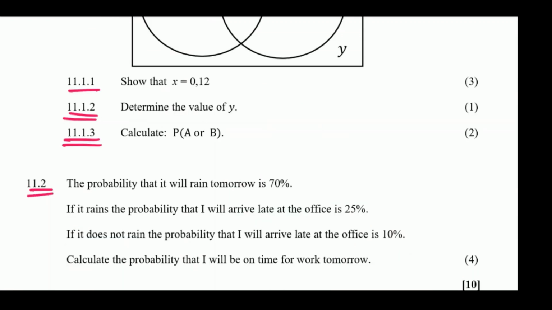11.2, we are told the probability that it will rain tomorrow is 70%. If it rains, the probability that it will arrive late at the office, oh sorry, let me just repeat.